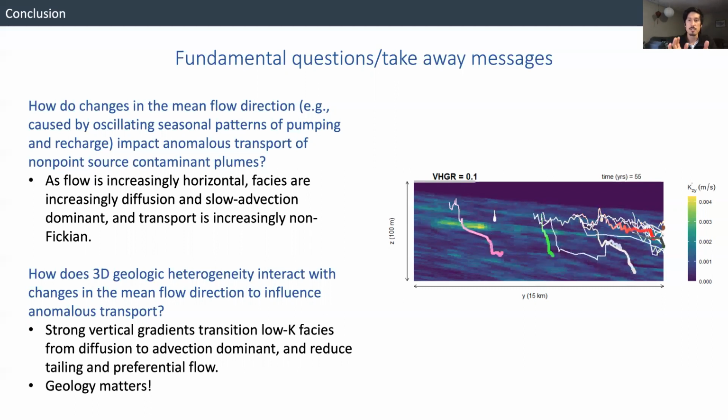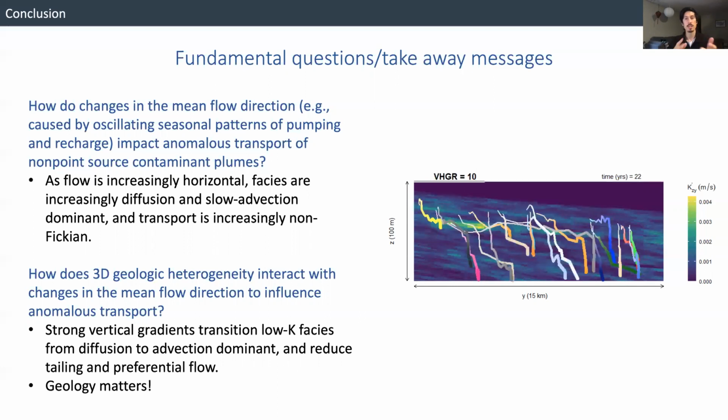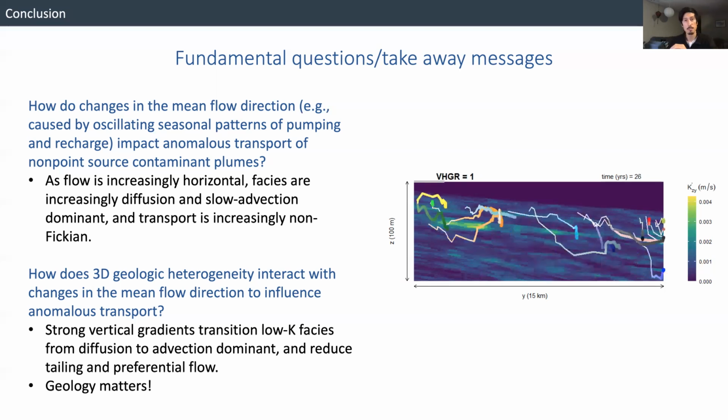The take-home message from this study is that we observe non-Fickian transport under more horizontal flow. Also, strong vertical gradients by way of transitioning low K facies from diffusion to advection dominance can reduce the tailing and preferential flow, and geology really matters.